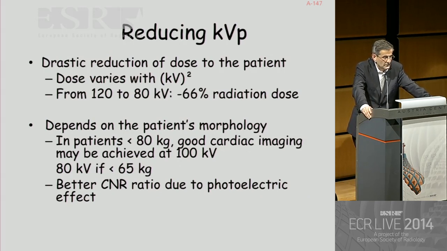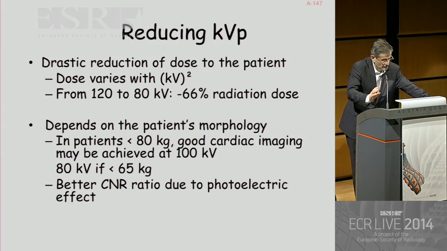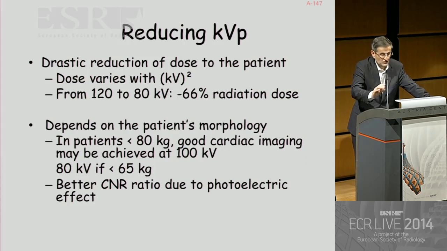You know that reducing kV provides a drastic reduction of dose to the patient, because dose varies with the square of the kilovoltage. For example, if you move from 120 down to 80 kV, the radiation will be 2/3 lower. But of course, in terms of image quality, it also depends on the patient's morphology.